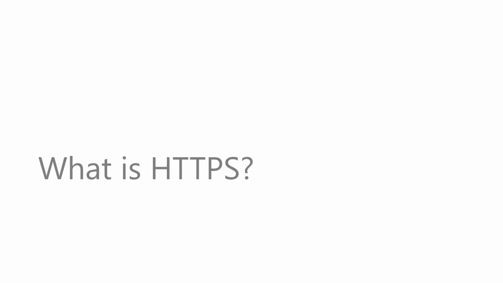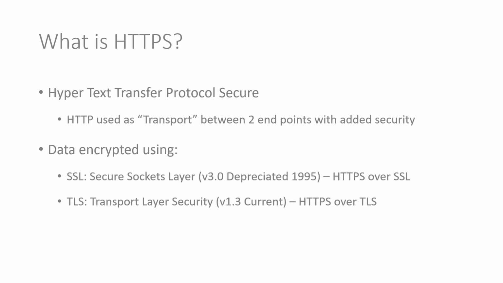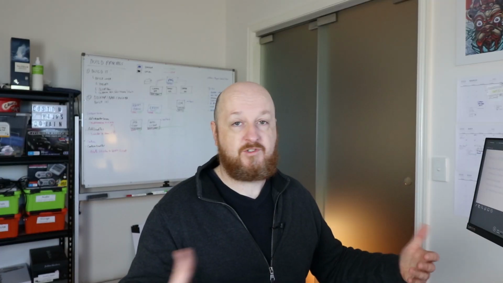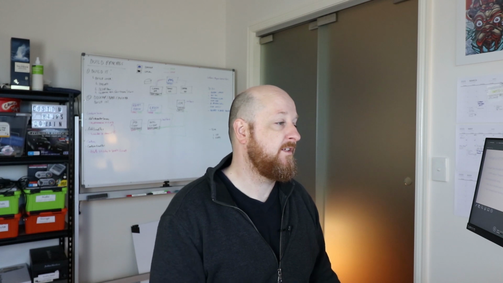So just one slide on what is HTTPS: Hypertext Transfer Protocol Secure. It's basically just regular old HTTP, but with added security, specifically data encryption. Originally, it was encrypted using something called SSL, Secure Sockets Layer. And today it's now provided, or should be provided, by something called TLS, which is Transport Layer Security. All those things do is encrypt the data. It's the protocol to encrypt the data over HTTP.